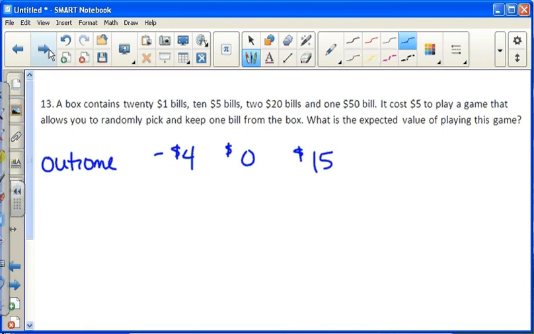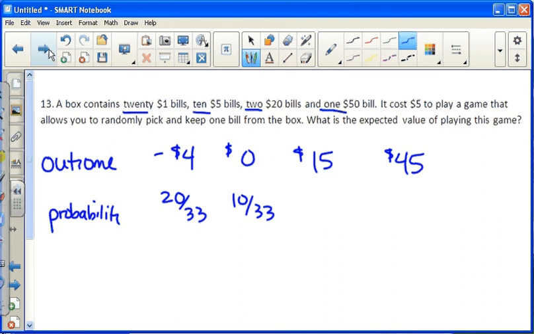Now if we look, we see that there are 20, 10, 2, and 1, so that's a total of 33 total bills that we can draw from. So the probability of drawing the $1 is 20 out of 33. The probability of drawing one of the $5 is 10 out of 33. And then we have a 2 out of 33 chance to draw the $20 bill, which will give us a $15 outcome, and a 1 out of 33 chance to get the $50 bill.